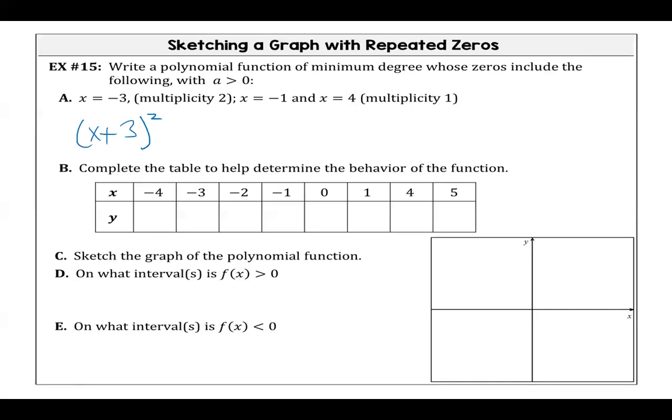All right, on to the next one. We have x equals -1. The opposite of -1 is x plus 1. It has just a multiplicity of 1, so there's no power on my factor. Make sense? All right, on to the next. x equals 4 has a multiplicity of 1 as well. So again, it's a positive 4, so my factor is going to be x minus 4. All right. It tells us that our a is greater than 0, which simply means that this is a positive function.